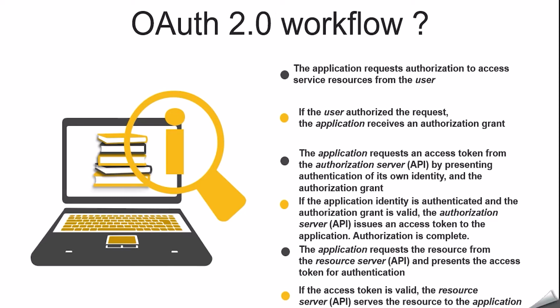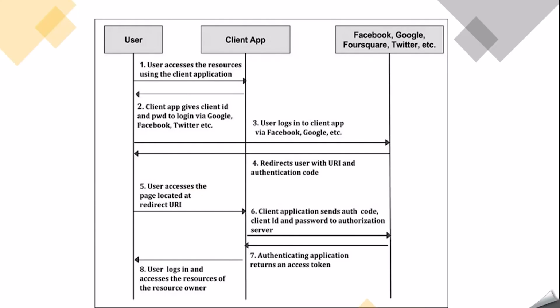Now we'll see the OAuth 2.0 workflow. First of all, the application requests authorization to access service resources from the user. If the user authorizes the request, the application receives an authorization grant. The application requests an access token from the authorization server by presenting the authentication of its own identity and the authorization grant. If the application identity is authenticated and the authorization grant is valid, the authorization server issues an access token to the application. Authorization is complete. The application requests the resource from the resource server API and presents the access token for authentication. If the access token is valid, the resource server serves the resource to the application.